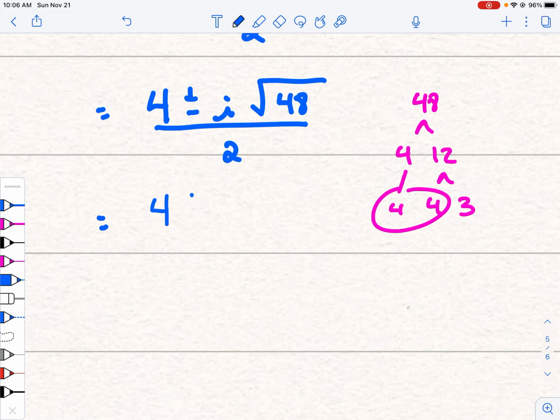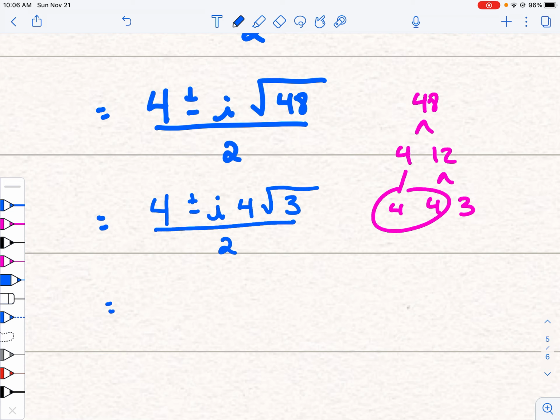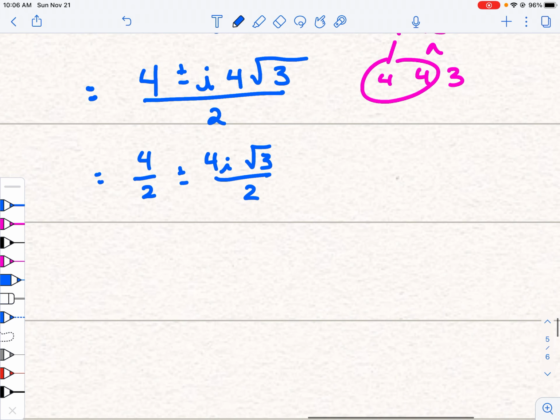So here we go. I have 4 plus or minus the square root of, i, and then this is going to be 4 roots of 3, right? That's how this works. The pair is the number that comes out here over 2. So now let's simplify. I'm going to do 4 over 2 plus or minus 4i roots of 3 over 2. I'm just writing it as two separate pieces, the real part on the left and the imaginary part on the right. And now we'll finish this off by simplifying plus or minus 2i roots of 3.